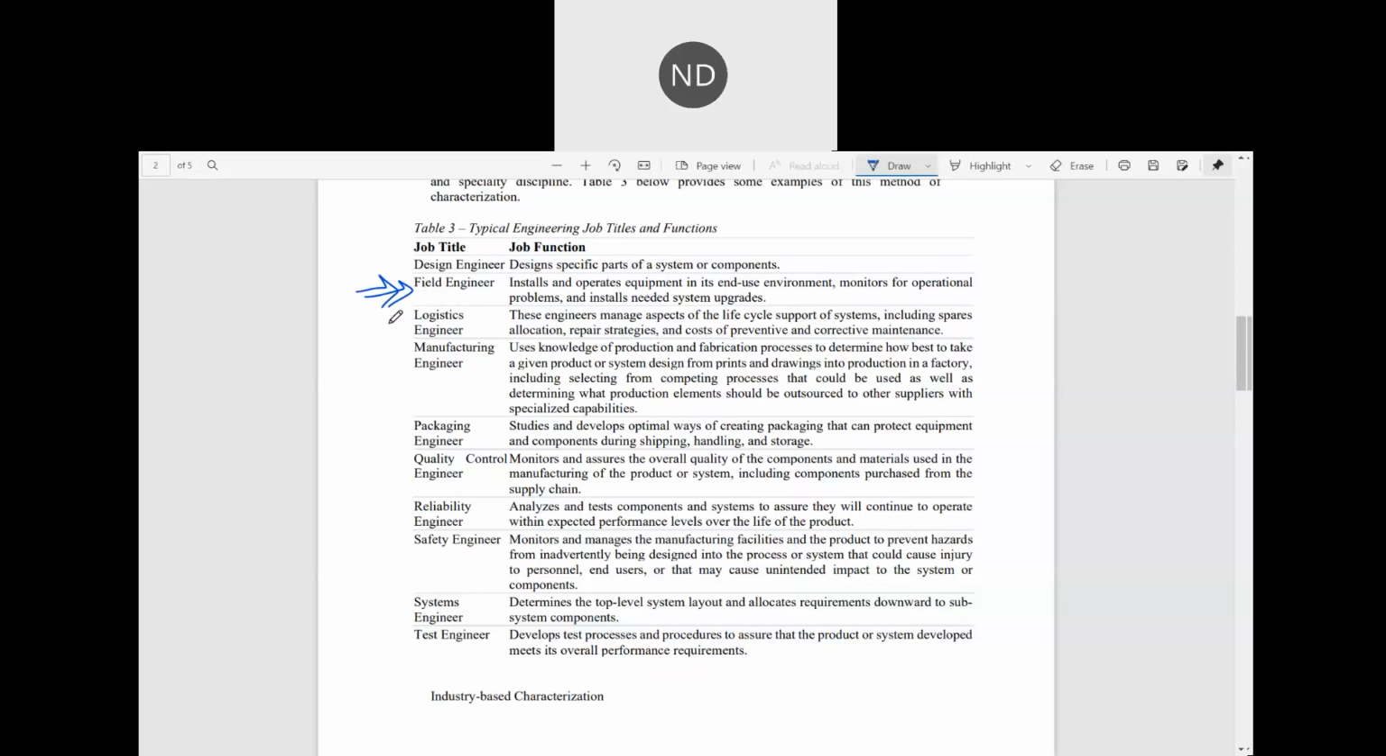Now, what does your logistic engineer do? These engineers will manage aspects of the life cycle support of systems, including spares allocation, repair strategies, and the cost of preventive and corrective maintenance. So, what is the logistic engineer's work?